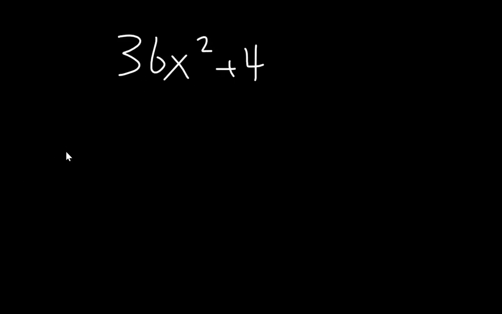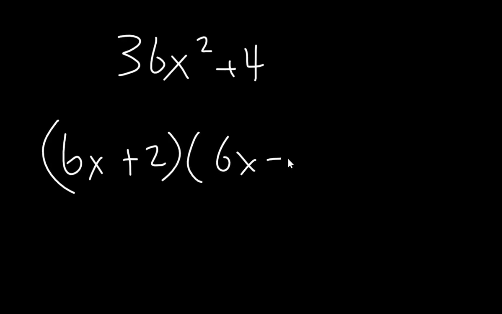The square root of 36 is 6. Then the square root of 4 is 2. Right? 6x times 6x is 36x squared. You know, but 2 times 6, 12x. Negative 2 times 6, negative 12x. And so that cancels out to 0. And then positive 2 times negative 2, wait, that's negative 4. But this is plus 4. So it turns out that 36x to the second plus 4 is not a special trinomial.